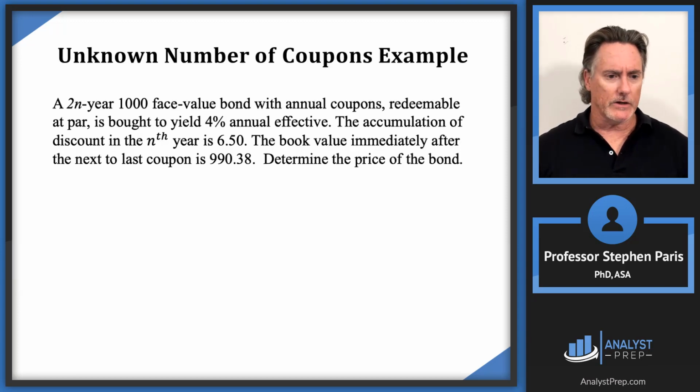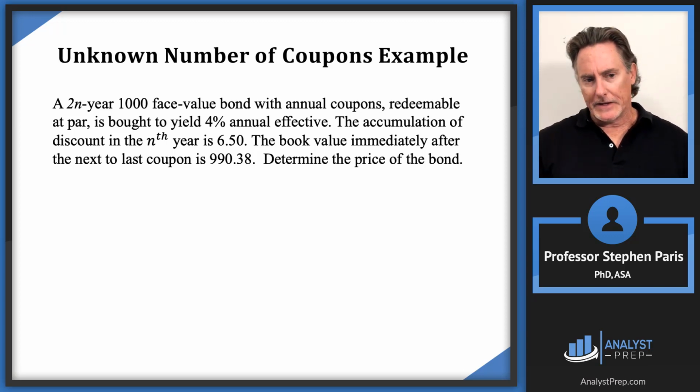Okay, so let's look at the example. We've got a 2N year 1,000 face value bond with annual coupons, redeemable at par, is bought to yield 4% annual effective. The accumulation of discount in the nth year is $6.50. The book value immediately after the next to last coupon is $990.38, and we're asked to determine the price of the bond.